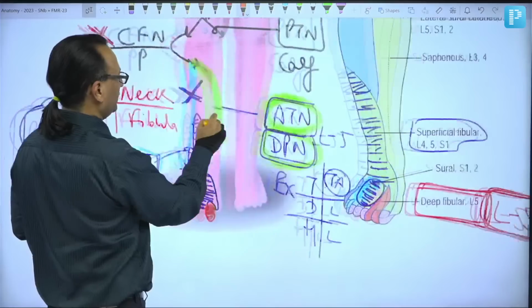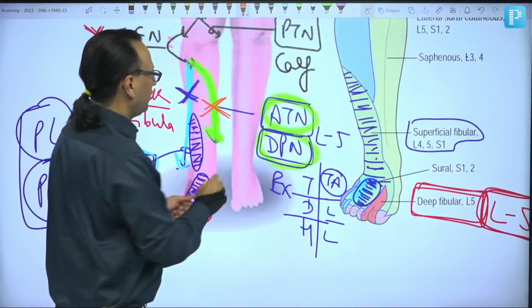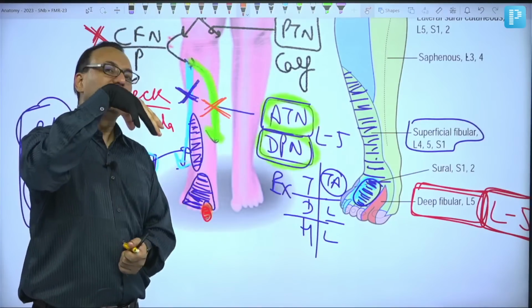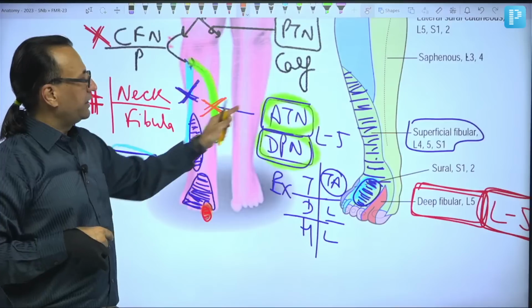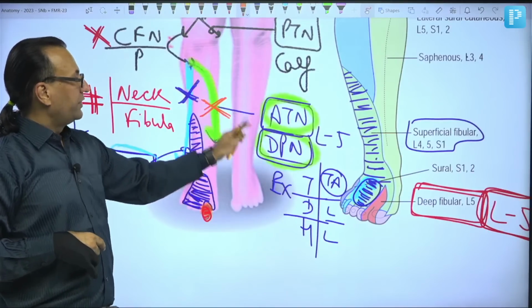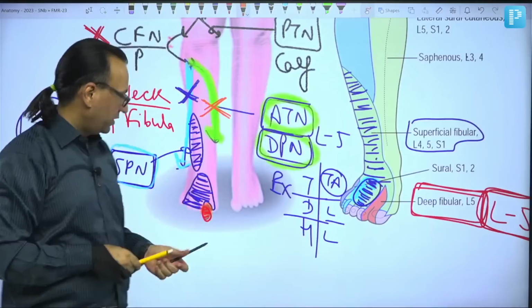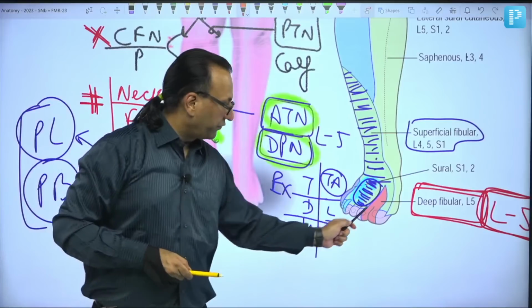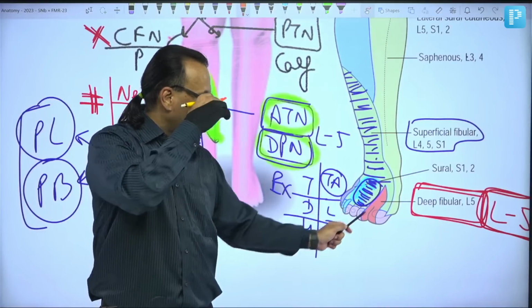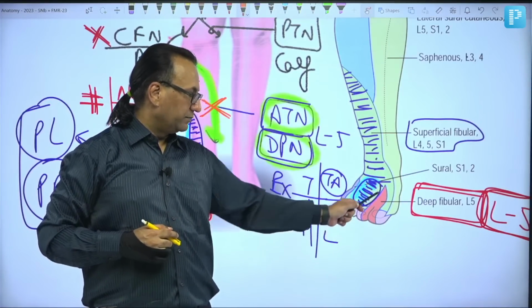What will happen if I damage it? If you damage it, loss of extension, which means loss of dorsiflexion. Foot drop? Yes, foot drop. So injury of the anterior tibial nerve, also called deep peroneal nerve, causes foot drop, loss of dorsiflexion, plus sensory loss. Where? Dorsum of the first web space. So remember, sensory loss of the dorsum of the first web space is because of the deep peroneal nerve, dermatome L5.